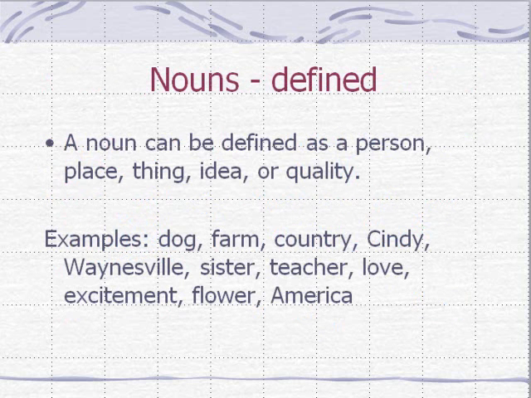For most parts of speech, the definition of the part of speech tells us what that word's function is. Nouns are different. Here's the definition. A noun can be defined as a person, place, thing, idea, or quality. And I have several of those listed as examples on the screen. However, nouns do multiple jobs, so this definition doesn't really tell us what the function is. Let's look at that in the next screen.